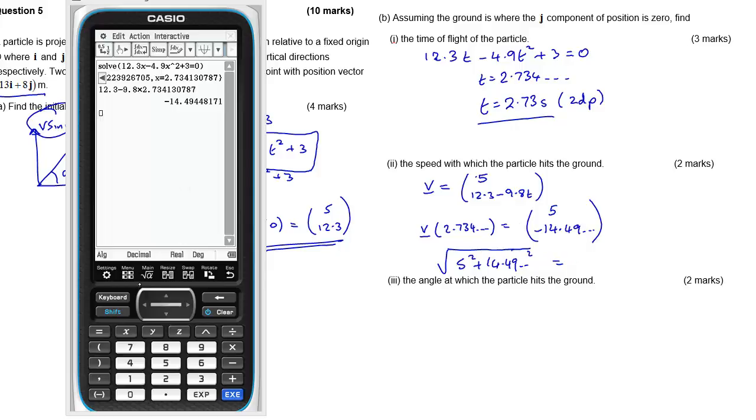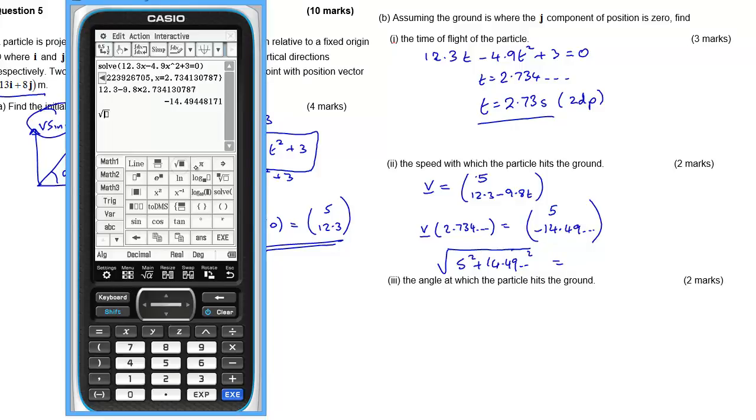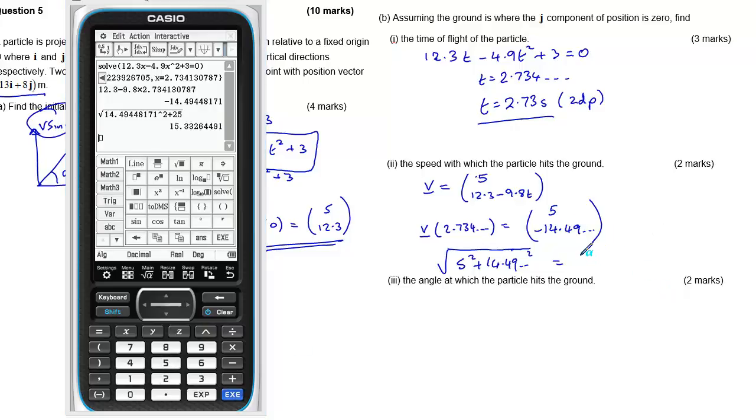So we want the square root of this squared, add 25, that gives us 15.33. So let's call that 15.3 meters per second and just say that's to 1 decimal place.